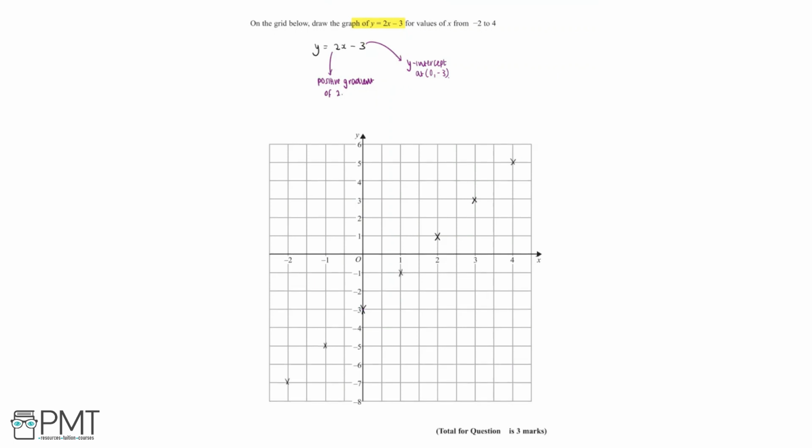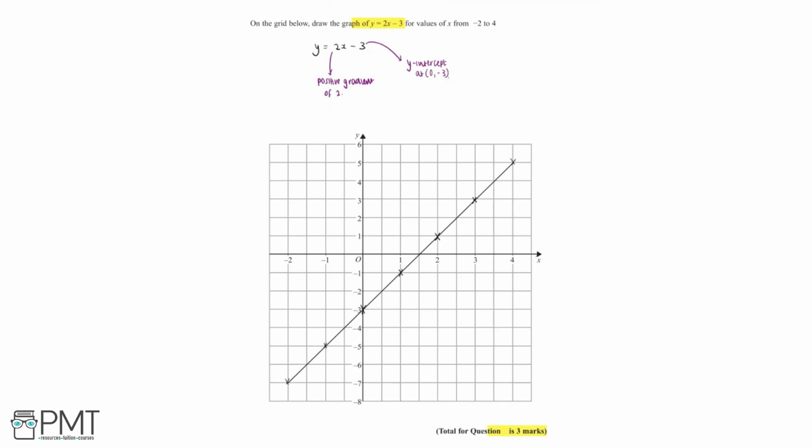And now that we've drawn all of our points between minus 2 and 4, we can join these points together. And so we've now successfully drawn the graph of y equals 2x minus 3 for values of x from minus 2 until 4. Now this question is worth 3 marks.